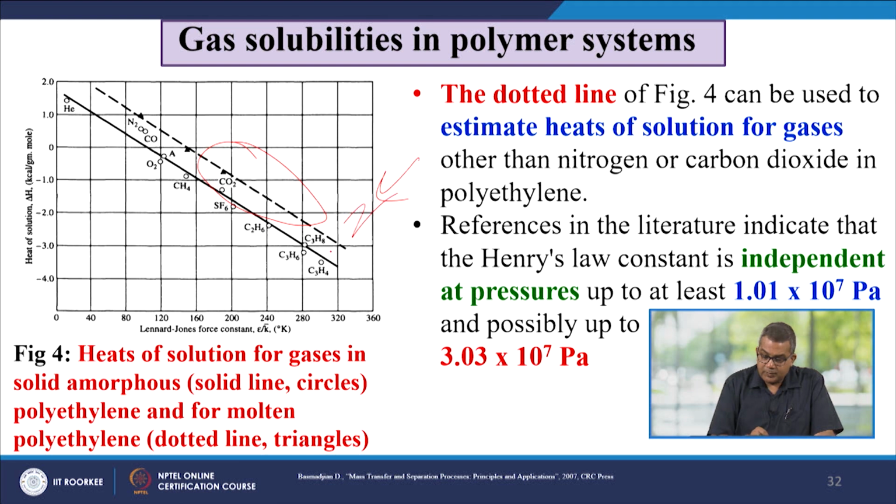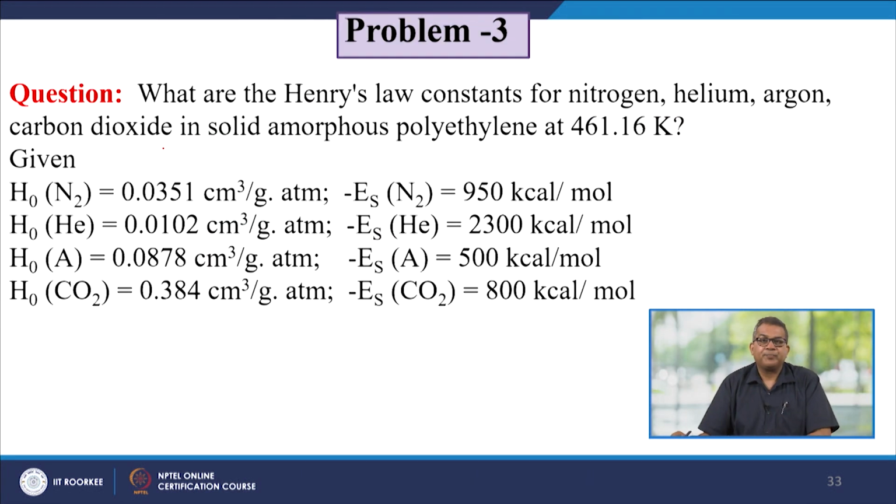Now, references in this particular literature we have already included that Henry's law constant is independent of pressure up to at least 1.01 into 10 to the power 7 Pascal and possibly up to 3.03 into 10 to the power 7 Pascal. So, in this particular figure you see the heats of solution of a gas in solid amorphous polyethylene, that is the solid lines with circle, and for molten polyethylene, that is the dotted line, and we have represented the notation in triangle.